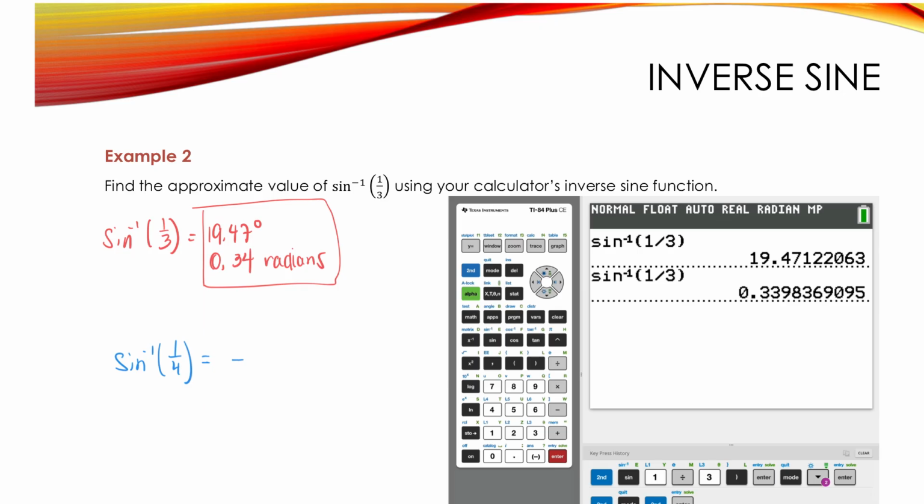If you found the inverse sine of 1/4 in degrees, you should get 14.48 degrees. And that would also be the same as 0.25 radians. These are the values that I found using my calculator. I hope that you can replicate these with yours as well. If you get stuck on something, make sure you ask me about it in class on Monday.